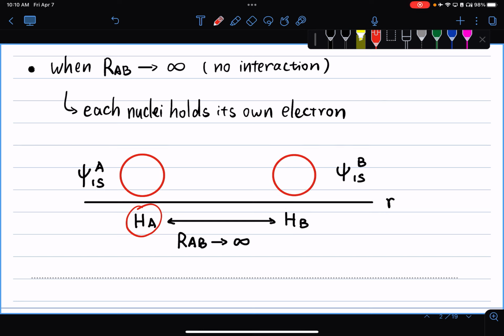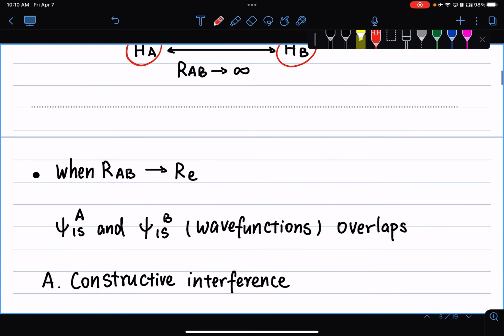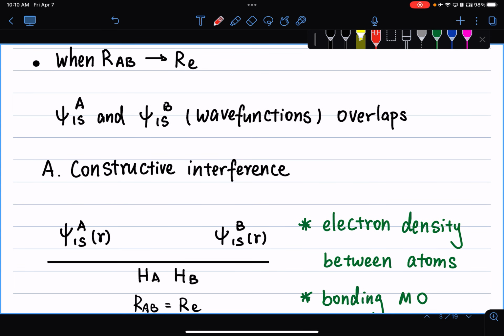All right, so this means each nucleus is holding its own electron in its 1s atomic orbital. They do not interfere with each other because the distance between A and B is infinitely far. And then the next scenario comes when this RAB, the distance between atom A and atom B, starts to approach the equilibrium bond length, or RE, so that's our equilibrium bond length.